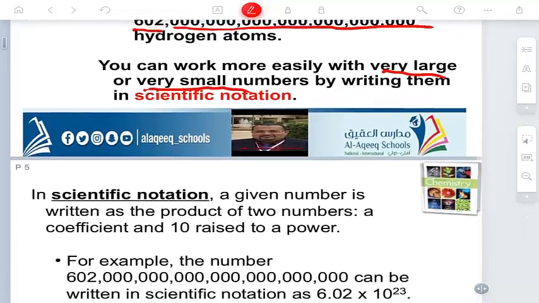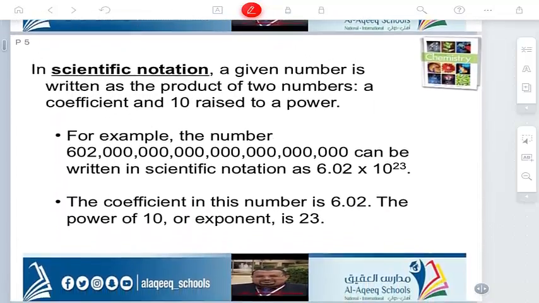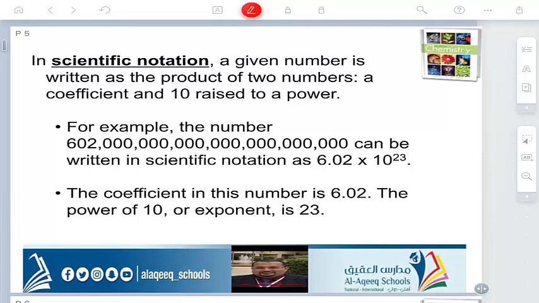How can we use it? Scientific notation gives you the number written as a product of a coefficient and 10 raised to the power of something. Coefficient and 10 to the power of something. Let's try the number we got in the last slide. How can we present this?